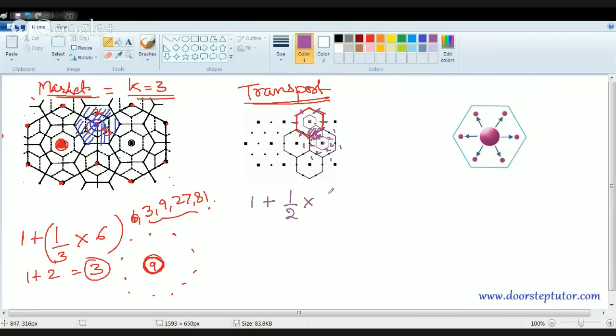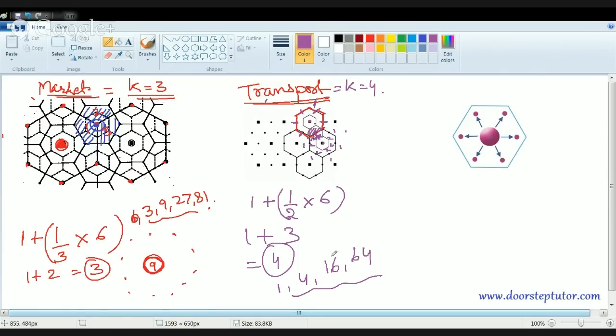So there is half probability that each of the 6 settlements would be served by either the hexagon 1 or the hexagon 2. So you have 1 plus 3. So the K value here is 4. That means the importance of the settlements would grow as 1, 4, 16, and 64. So it's kind of exponential growth. So the bigger settlement would be 16 times as much influential as the smaller settlement.